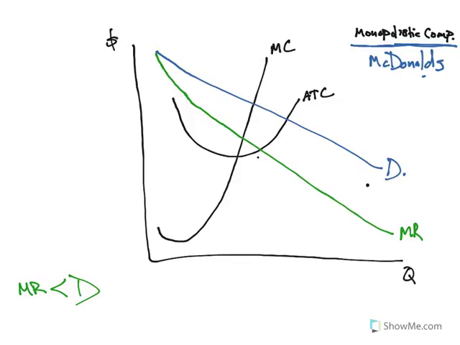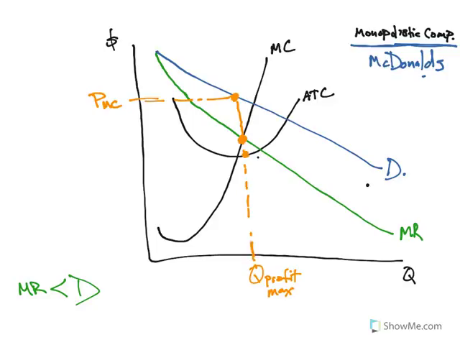And in fact, we go about finding price and quantity in this market the same way we did with the monopoly. So let's find the profit maximizing quantity. It's where marginal revenue and marginal cost intersect. So that's our profit max quantity. Then we go up to our demand curve to find the monopolistically competitive price.